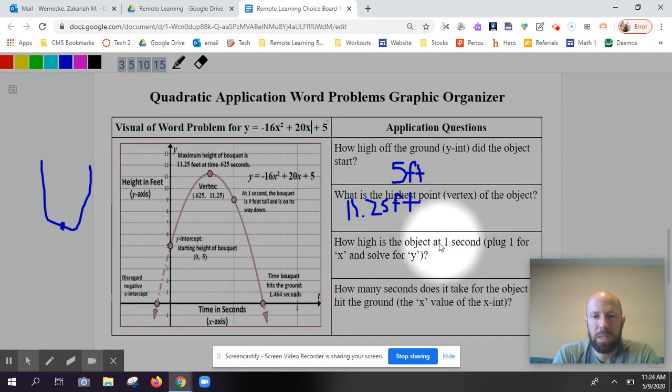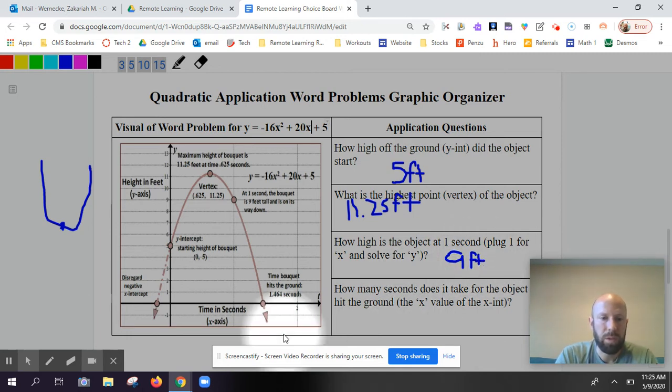How high is the object 1 second into its flight? If someone asks you how high something is off the ground at a certain point, you're going to plug in whatever time they want. In this question, they want 1 second, and you're going to plug that in for x. So if I plug 1 in for x, it'd be negative 16 times 1 squared plus 20 times 1 plus 5. And you'll notice here, it says at 1 second, the object that was thrown is going to be 9 feet high. So it already hit its height at 11.25 and started coming back down. It's going to be 9 feet still in the air, 9 feet away from hitting the ground.